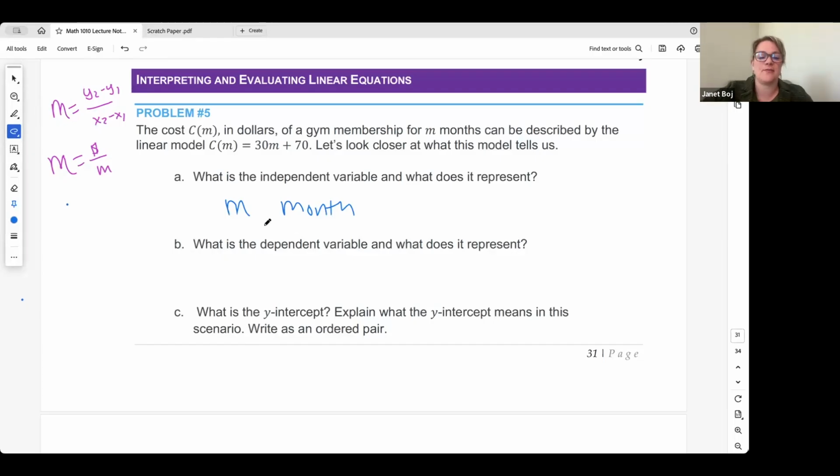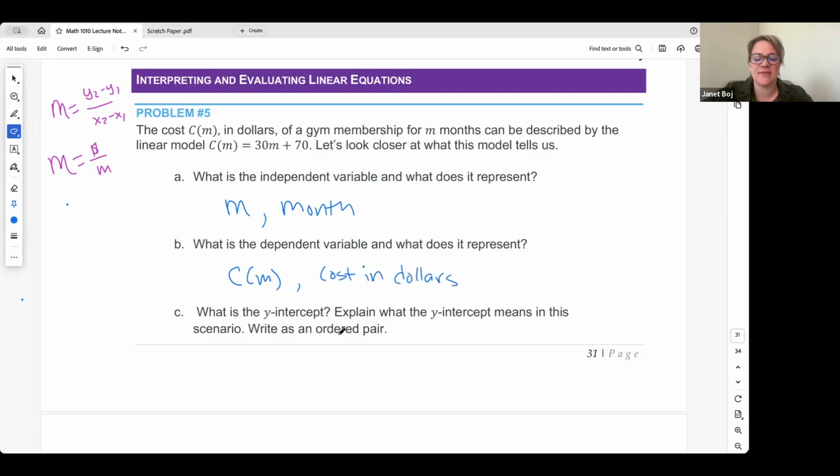It's independent. What is the dependent variable and what does it represent? Well, the dependent variable is the y value, C of M. You can kind of see right there, what's the cost? It depends on how many months you've gone to the gym. What does this represent? The cost in dollars.